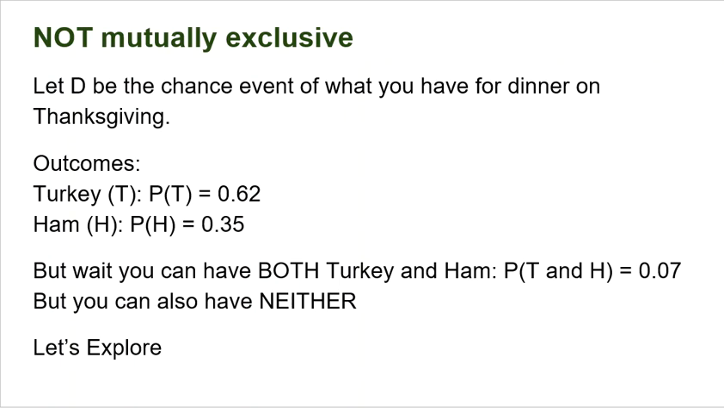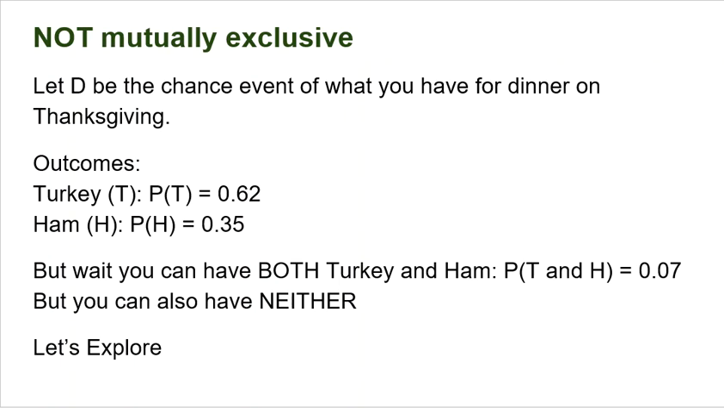Well, we also looked at ham. We said, hey, is there ham on your table? And we looked at many tables, many get-togethers, and 35% had ham on their table. But wait, you could have both on your table, right? One table, one get-together, one trial, one dinner, one family could have turkey and ham on their table at the same time. That would be possible. So these are not mutually exclusive.